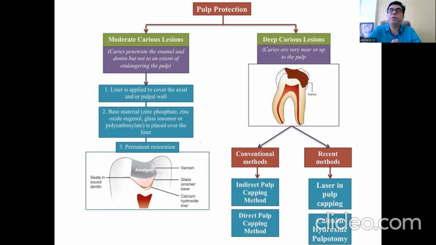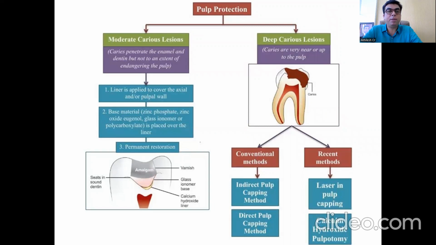Pulp protection can be divided into two methods, according to whether it is a moderate caries lesion or a deep caries lesion. How do we proceed in a moderate caries lesion, and what do we do in a deep caries lesion? What do you mean by moderate caries lesion? That is caries which penetrates the enamel and dentin, but not to an extent of endangering the pulp. Whereas in a deep caries lesion, caries are very near or up to the pulp.